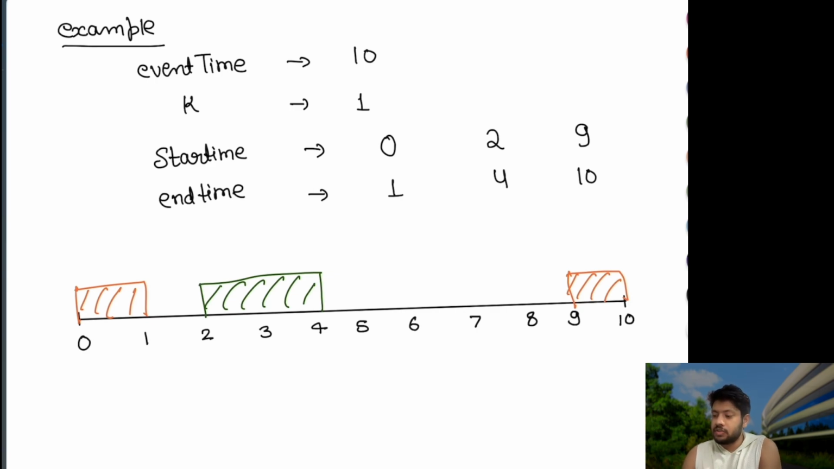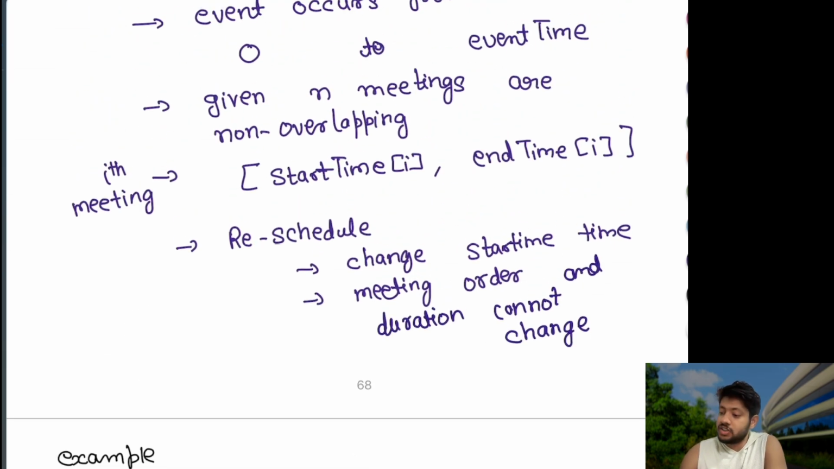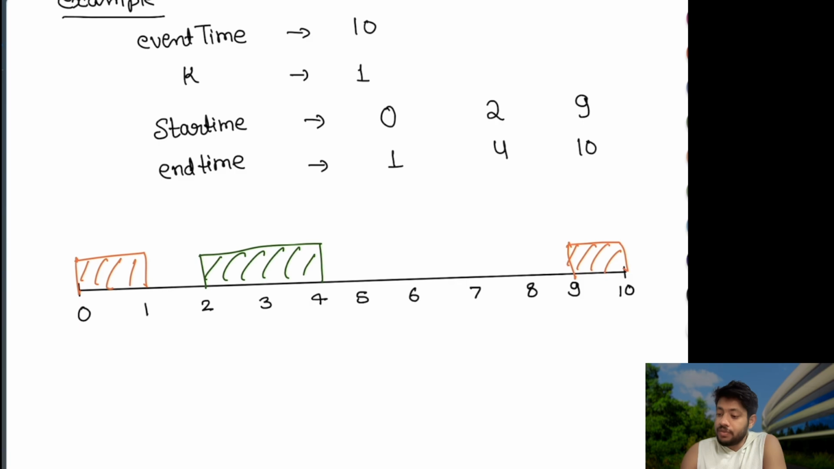So for this particular problem, forget about the programming, forget about the coding part. How can you rearrange it in such a way that you are maximizing the free time? Now there is a rule for rearranging. You can change the start timing, but the meeting order and duration cannot change. It means that if you want to rearrange this meeting, you can change the start time of this meeting.